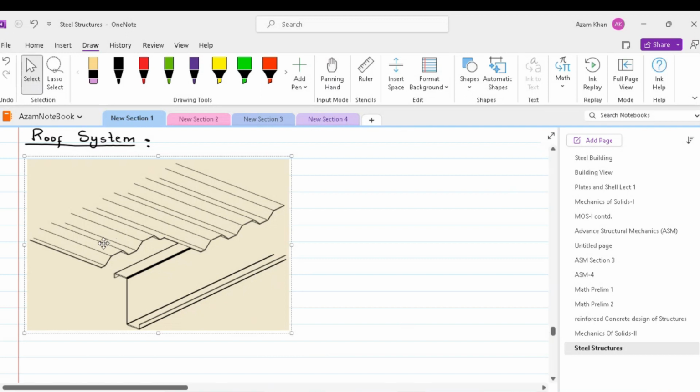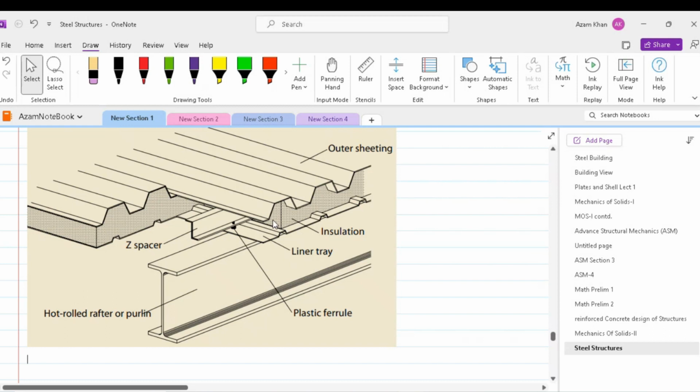This type of sheeting is good for roof slopes up to 4 degrees. The sheeting is fixed directly to the purlins and side rails and provides positive restraint. In some cases, insulation might also be provided. We can also have a double skin or built-up roof system, which is used with a steel liner tray that is fastened to the purlin.